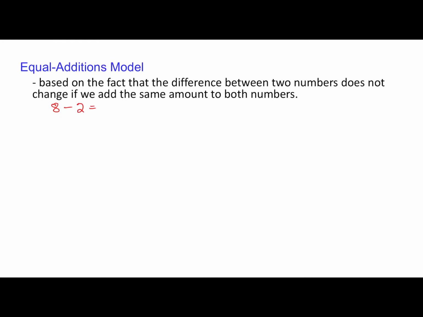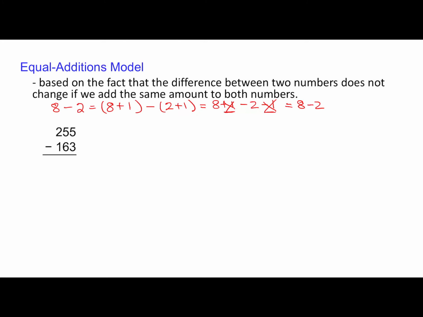And that's because if I say add 1 to each, so now I have 8 plus 1 minus the quantity 2 plus 1, that's going to be the same as 8 plus 1 minus 2 minus 1, right? That minus sign distributes. And you can see here I have a plus 1 and a minus 1 that cancel. So that just gives me 8 minus 2 back. All right, so that's the property that we're using here when we do the equal additions.